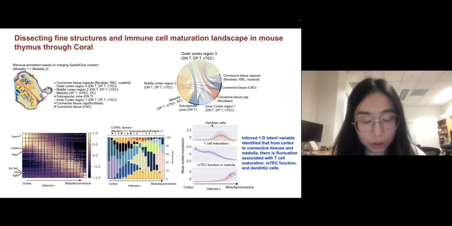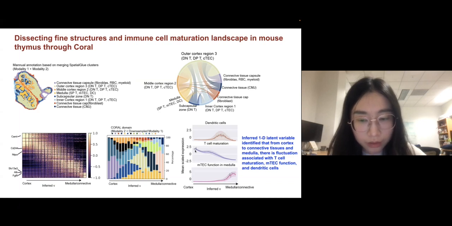One interesting thing is that, as mentioned, the medulla is related to immature cells, so we are actually able to see that the key markers related to cell maturation are showing very nice changes: higher in the cortex, which indicates a mature stage of T cells, and then lower in the medulla.